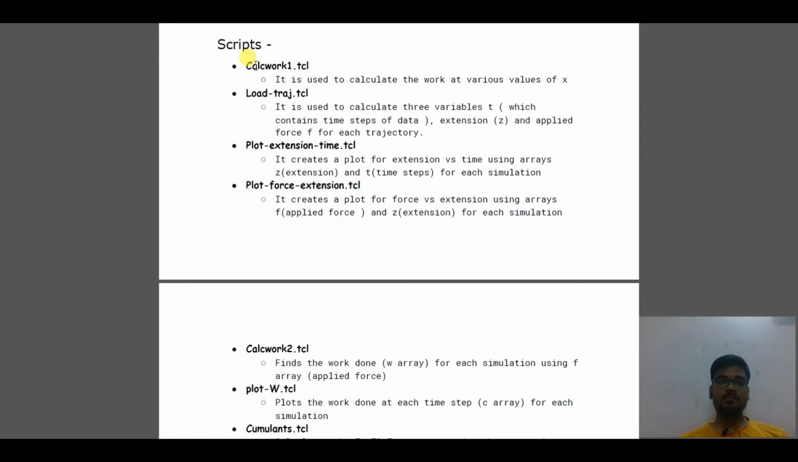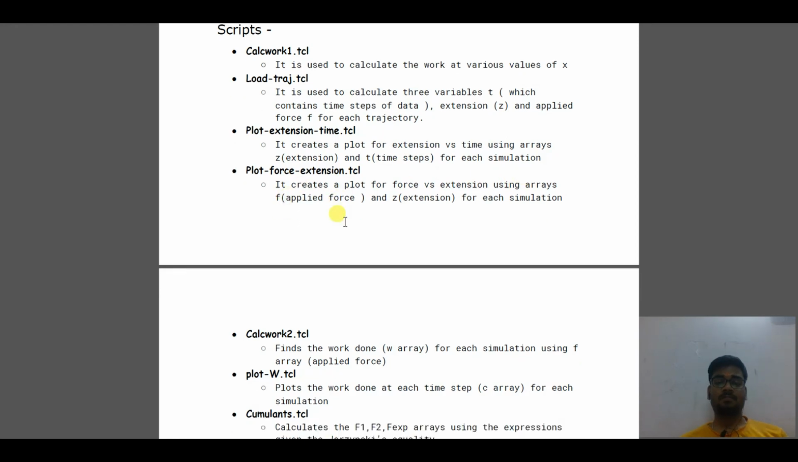The scripts which I used are calc1.tcl, which is used to calculate the work at various values of x; load trajectory.tcl, which is used to calculate three variables: t, which contains the timestamps of data, z, which is extension, and f, which is applied force. Plot extension time.tcl is used to create a plot for extension versus time using arrays z and t, and plot force extension.tcl is used to create a plot for force versus extension using arrays f and z.